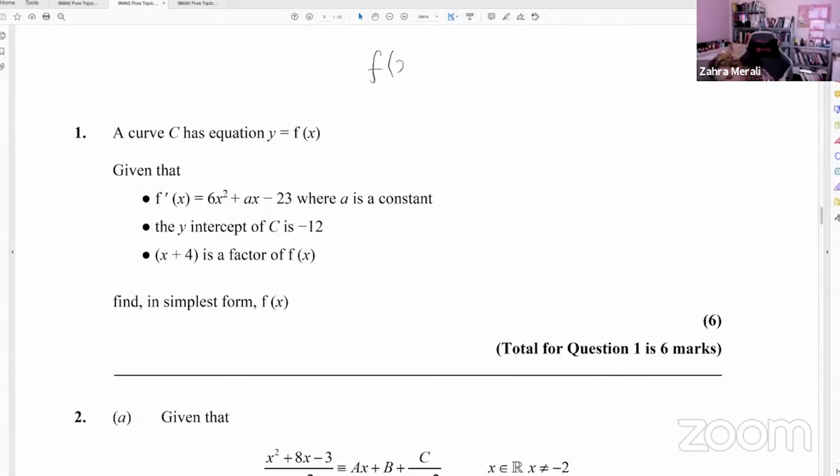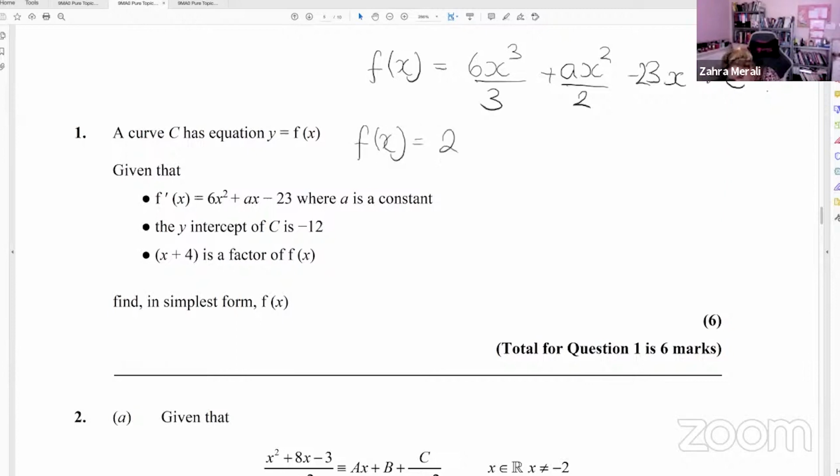So f(x) equals, when we integrate this, we add 1 to the power. So 6x squared becomes 6x cubed over 3, and then divide by the new power, ax squared over 2, minus 23x, and don't ever forget your plus c. Okay, so we've got f(x) equals 2x cubed plus a half ax squared minus 23x, and we're told c is 12, so we've got minus 12.